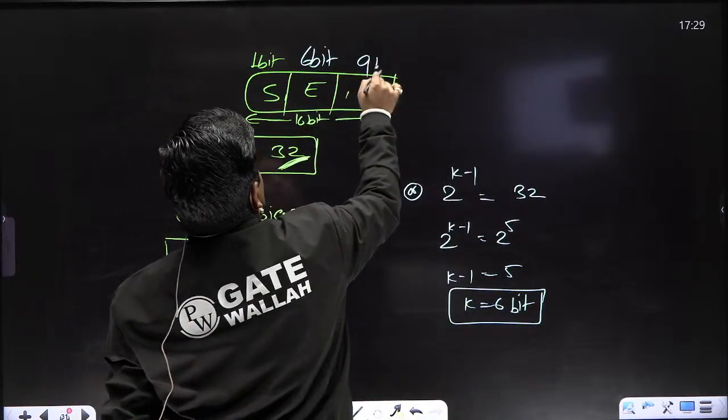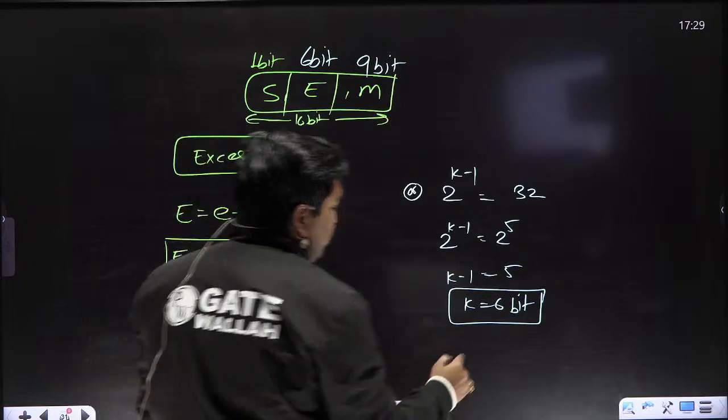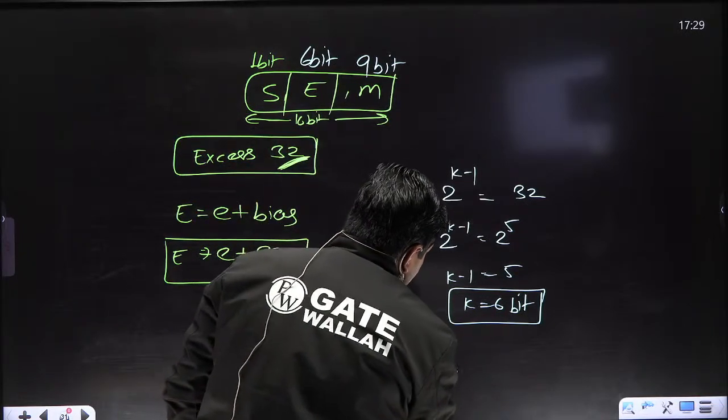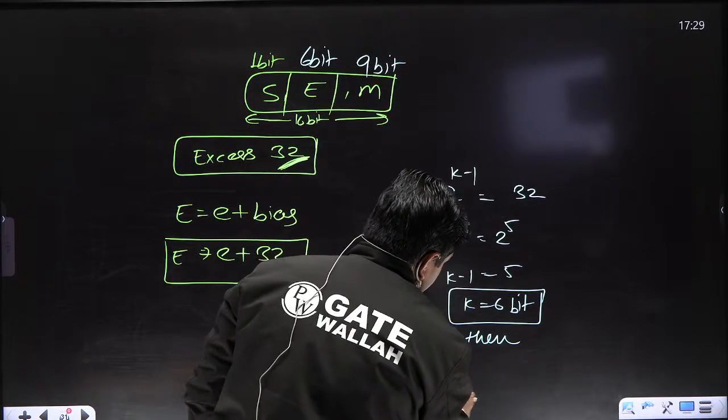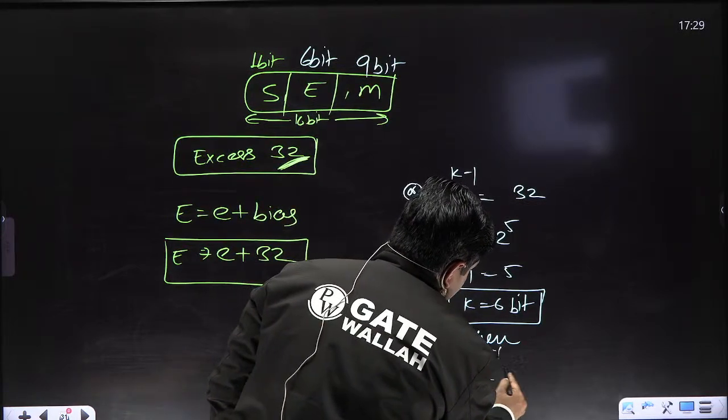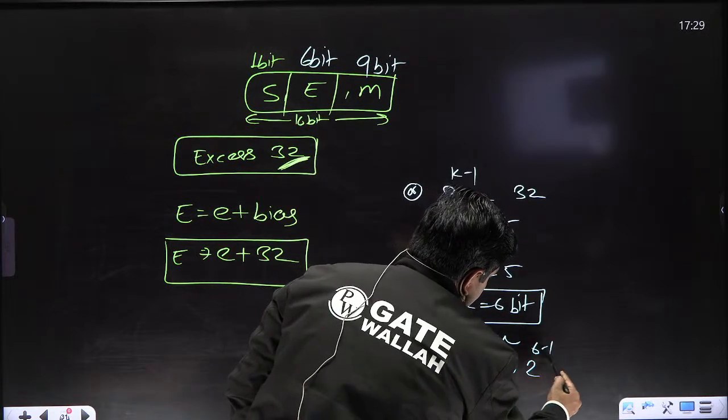So this will be 9 bit. And if k is 6 bit, then bias will be 2 raised to power k minus 1. 2 raised to power 6 minus 1. What?